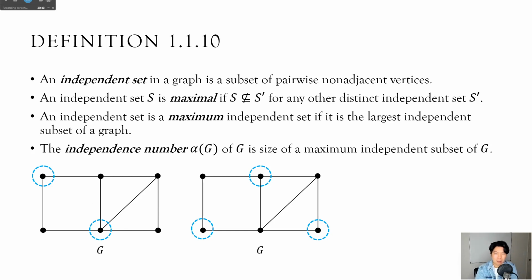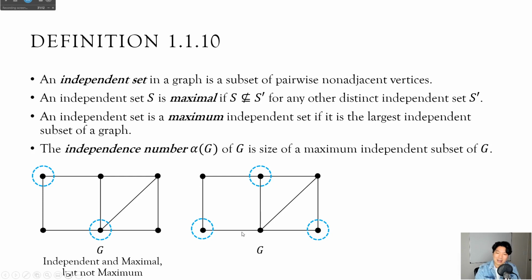Now we don't know if it's maximum yet. But here, as it turns out, it will be independent and maximal, but not maximum. The reason it's not maximum is, for this example on the right, if I take these three instead, this is definitely still independent. None of these three are directly connected to each other.